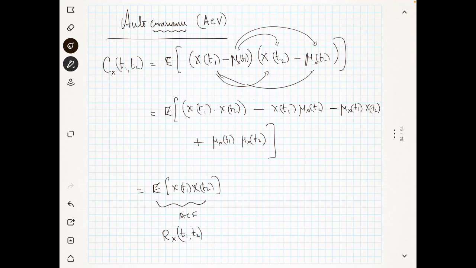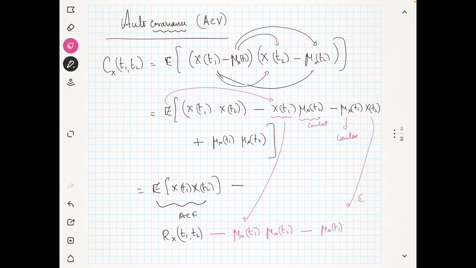Now, minus, if you take the expectation, then what will happen? Mu x is a constant, so minus mu x of t2 is a constant. Then expected value of x of t1 is nothing but mu x of t1. So this becomes mu x of t1. Minus, this is a constant again, because it is the mean mu x of t1, and if you take the expectation of the other term, it becomes mu x of t2. Then plus, if you apply the expected value, it is a constant, so mu x of t1 into mu x of t2.